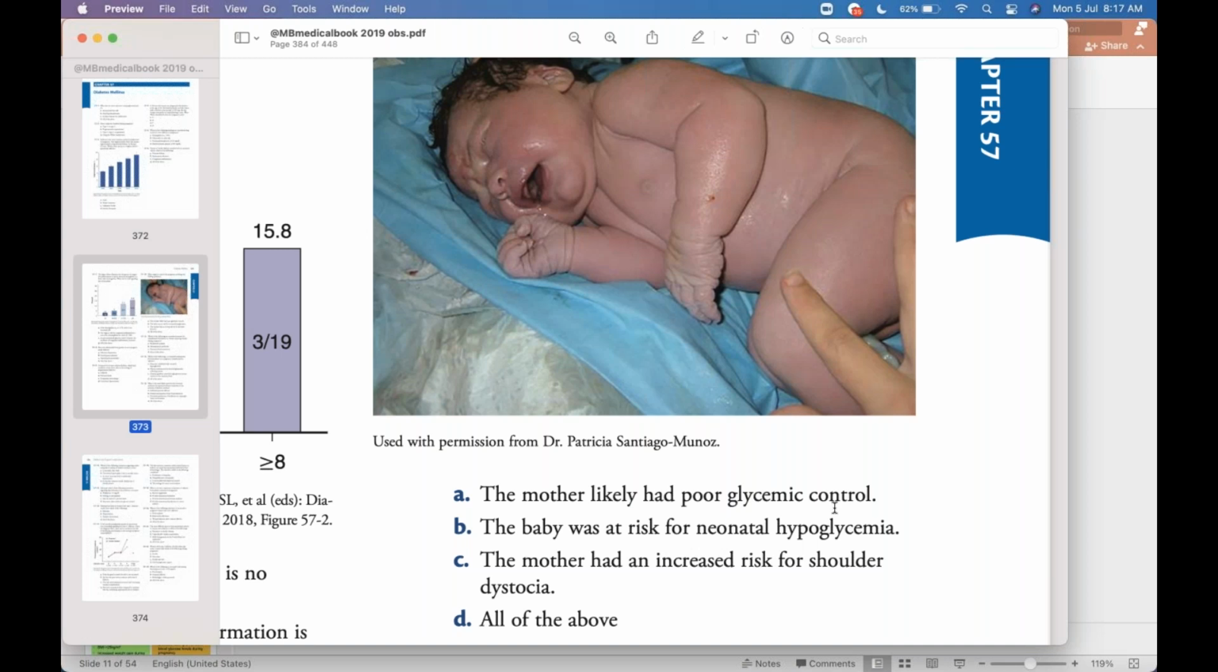You would not want extremely tight control because you want to avoid hypoglycemia events, and this goes for both gestational and pregestational diabetes. And the baby will obviously be at risk of neonatal hypoglycemia. Can anybody tell me why, once the baby is born, neonatal hypoglycemia develops?